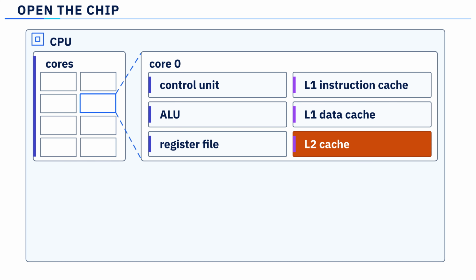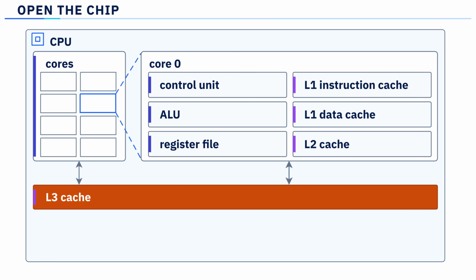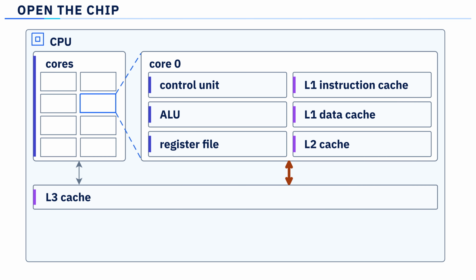Then L2. Bigger, a little slower, and still private to this one core. Nothing so far is shared with the other 7. Then L3. It is bigger again, slower again, and this one is shared. Every core on the die uses the same L3. Our core reaches it through this link. And so do the other 7 through theirs.